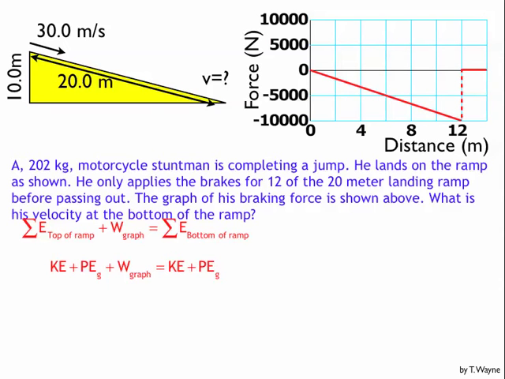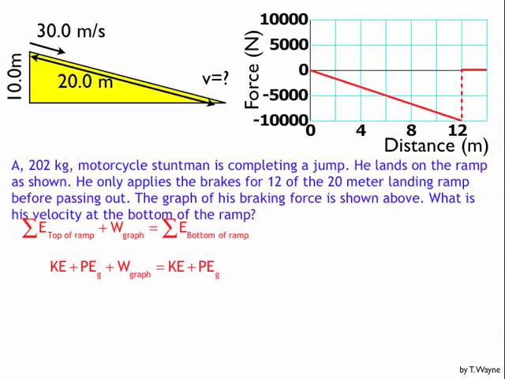Now I've got to figure out which of these energies I no longer have. So at the top of the ramp, I look at it and I think, is he moving? And he is moving at the top of the ramp, so I'm going to keep the kinetic energy. Then I'll look for the potential energy. Is he above the other location's height? In this case he is. He's 10 meters above it, so I'm going to keep the potential energy on the left.